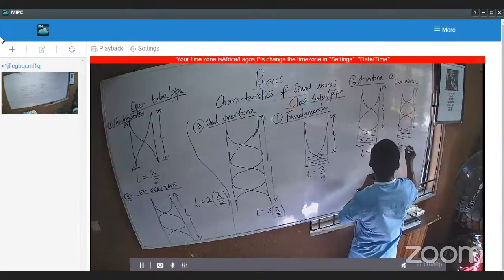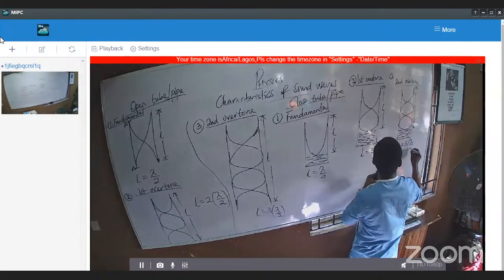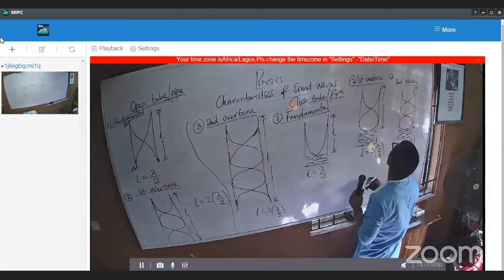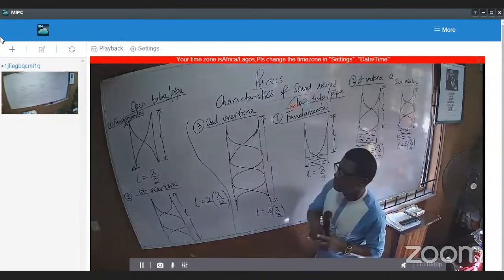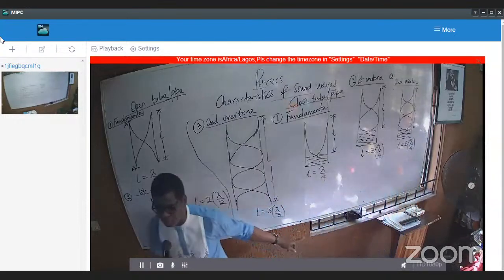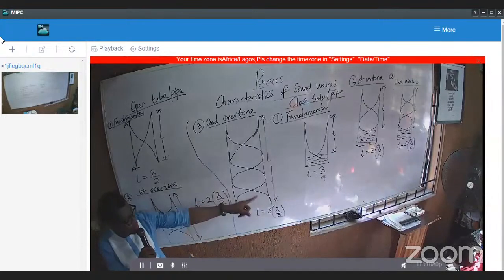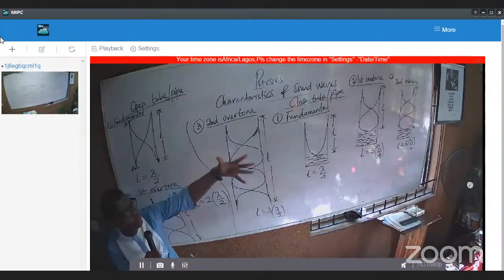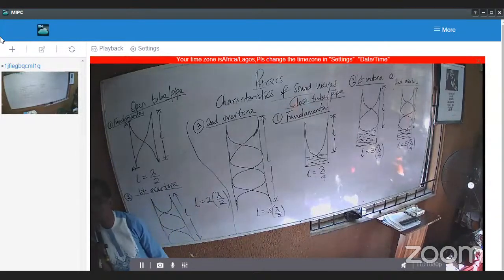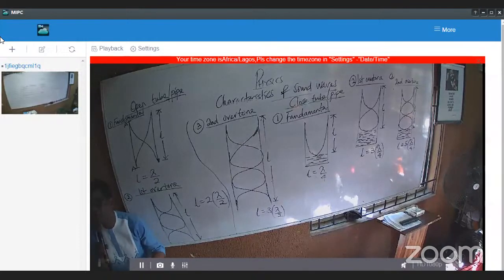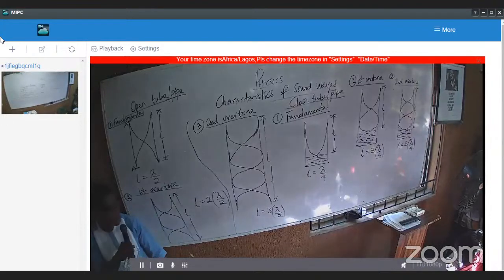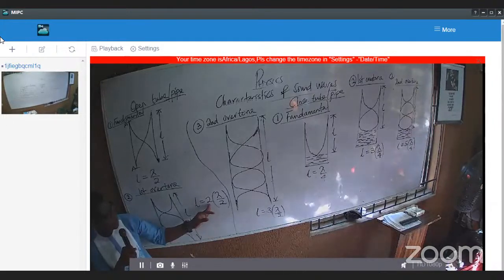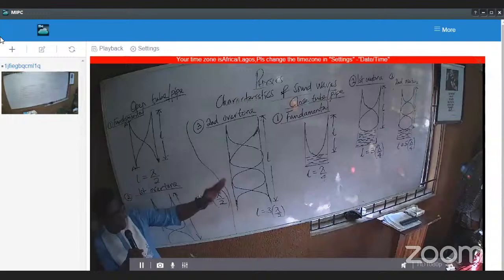So L is 5 into lambda over 4. So you can see what is happening in a closed tube. The first one, lambda over 4. Second one, 3 into lambda over 4, third one, 5 into lambda over 4. That means you're going to be having odd integral multiples: 3F naught, 5F naught, 7F naught, like that. But for an open tube it is 1, 2, 3, 2, 3, 4, like that.